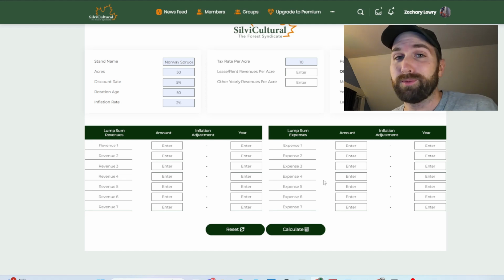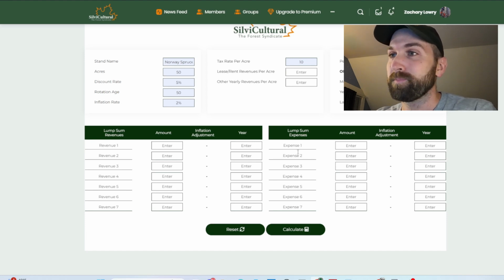Also, since we're just dealing with 50 acres and this channel is aimed more towards small landowners, realistically, chemical site prep is going to be the most accessible. I mean, you can do some small scale mechanical site prep with a tractor or something, but it's pretty easy to do some form of chemical site prep with a backpack sprayer. So that's what I'm going to choose for this analysis.